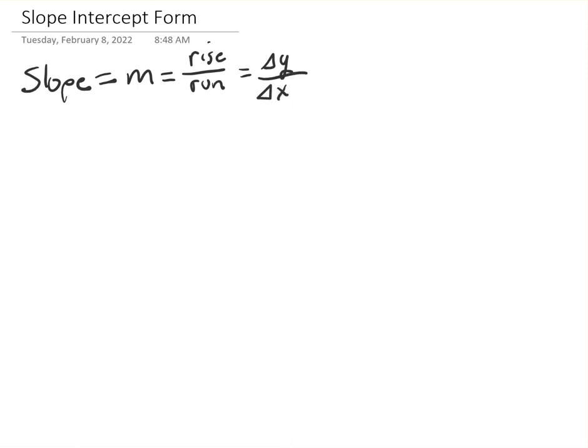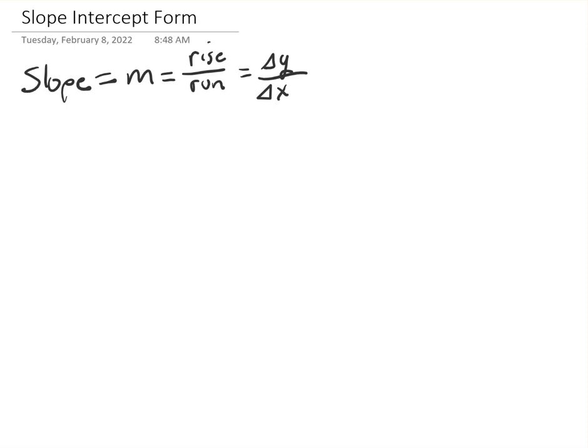All right, students, we're going to start our discussion on slope-intercept form and kind of give you the basics. So we start off with the first word, which is slope. And slope is the letter M, and M is equal to rise over the run, which is the change in y's over the change in x's.